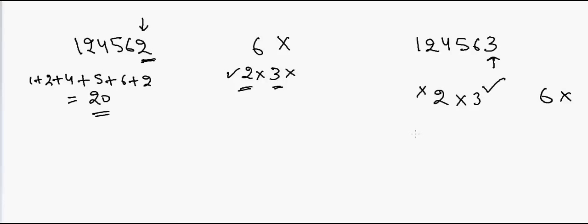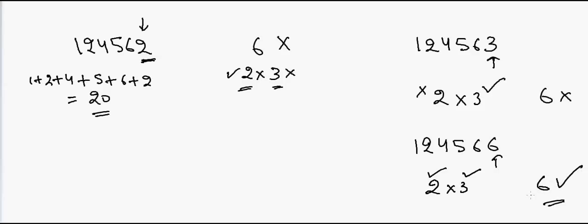Another modification we can make is add another 3 here. So if I add 1 2 4 5 6 6, then this is both even, and the sum will be still divisible by 3. So we'll have 2 into 3. It passes the test both for 2 and 3. So therefore it should be divisible by 6. So that's how we do the test for divisibility by 6.